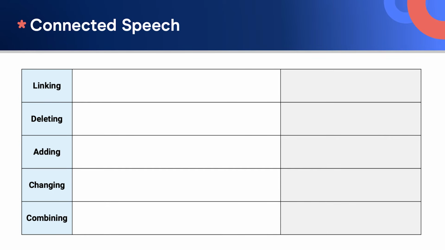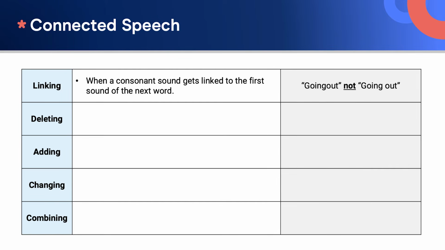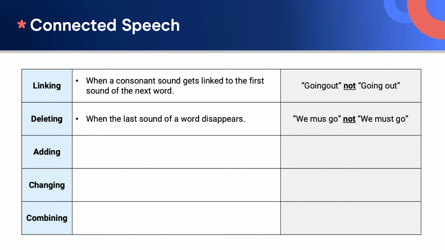So here are a few examples of some of the ways we connect speech. Linking. That's when a consonant sound at the end of one word gets linked to the first sound of the next word. For example, going out, not going out. Deleting. This is when the last sound of a word disappears, and it often happens with T and D sounds. For example, we must go, not we must go.